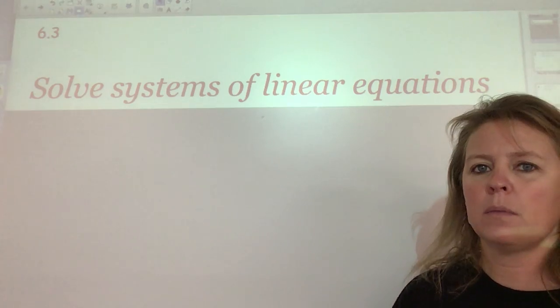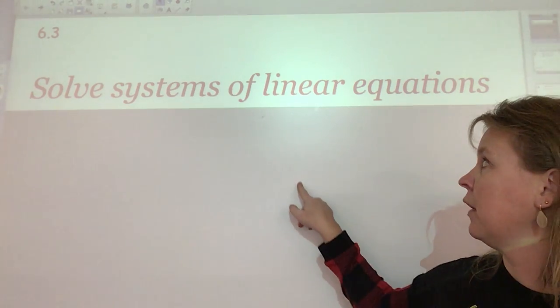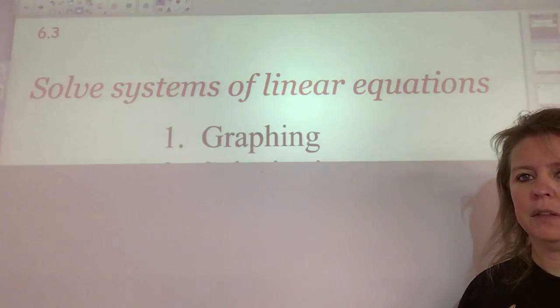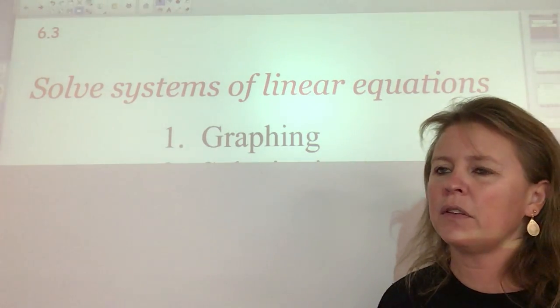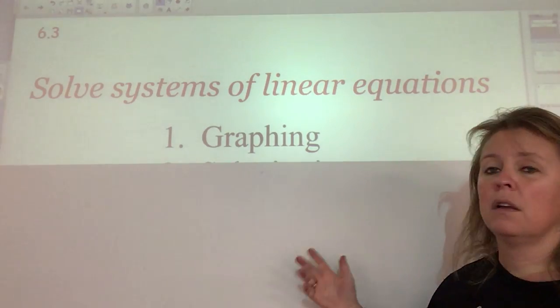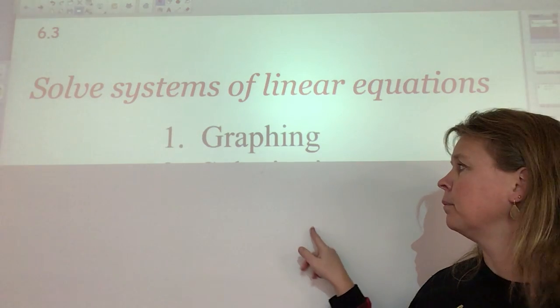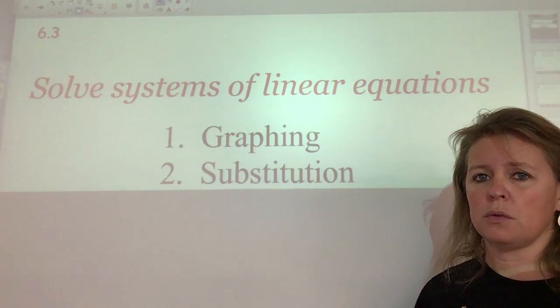That should sound familiar. We solved systems of linear equations before by graphing. But then we're like, what if there's a decimal? What if there's a fraction? Do we really want to graph it every single time? So then you learn substitution.